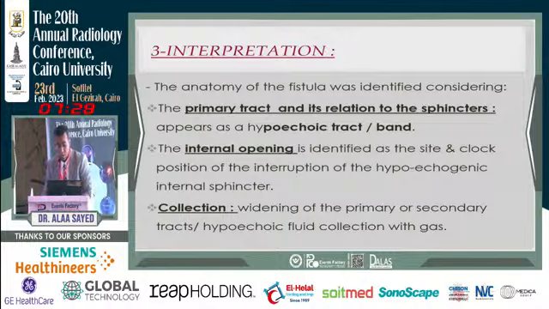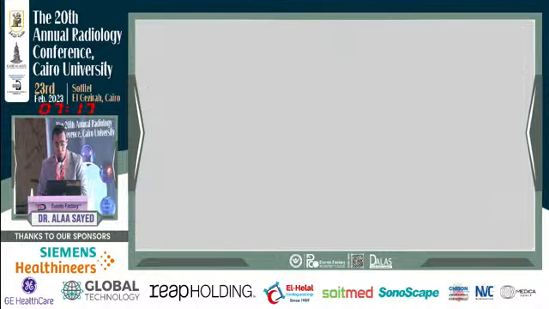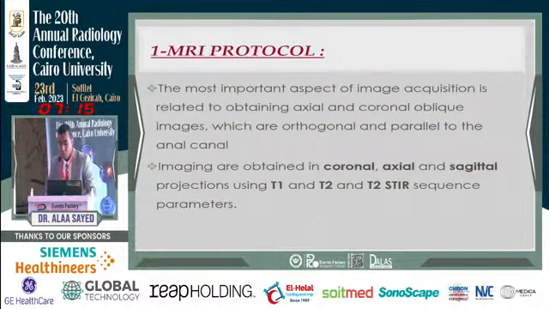Any collection is defined as abnormal widening of the primary or secondary tract or appears as hypoechoic fluid collection with internal echogenic foci corresponding to the gases. MRI fistulography. Regarding the protocol, the most important is to obtain axial and coronal oblique images which are parallel and orthogonal to the anal canal.